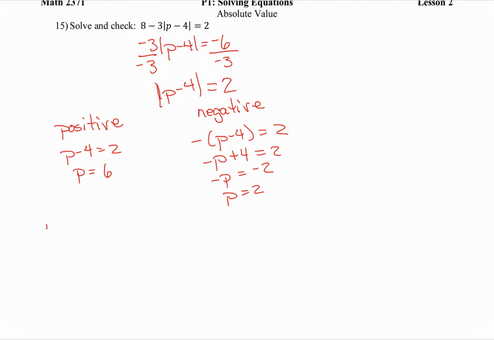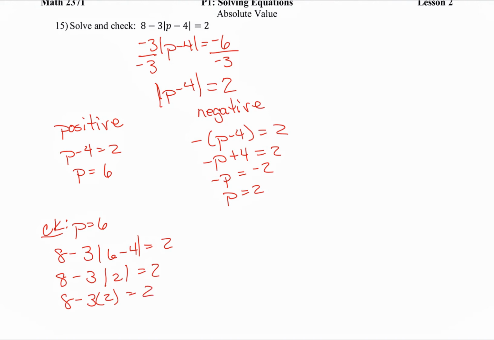Okay, then I need to check. So p equals 6. I'm going to put it into 8 minus 3 absolute value of 6 minus 4 equals 2. So that's 8 minus 3 absolute value of 2 equals 2. So that's 8 minus 3 times 2 equals 2. So that's 8 minus 6 equals 2. So 2 equals 2, and that works.